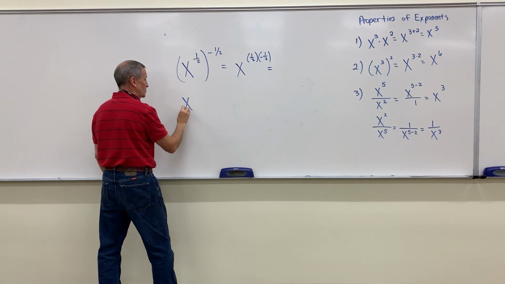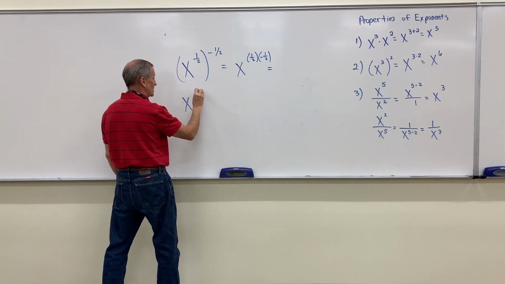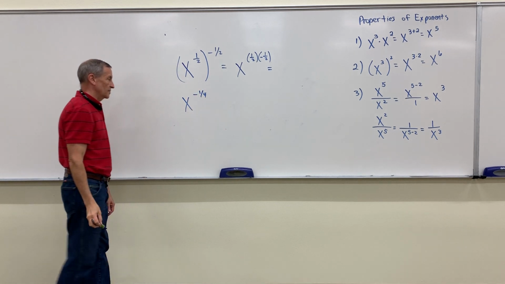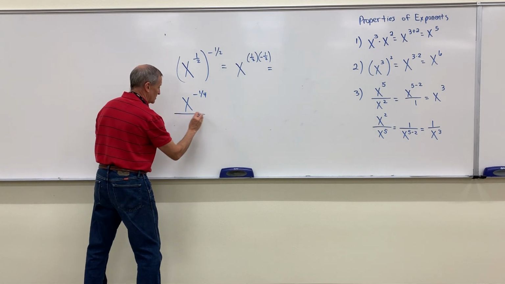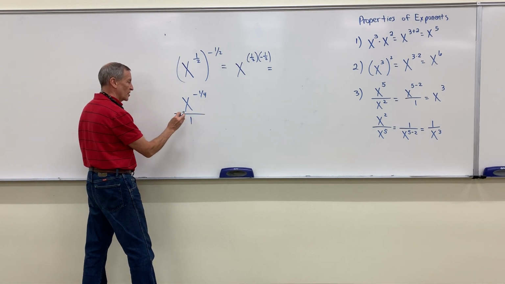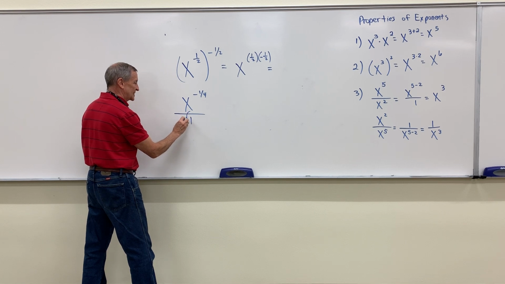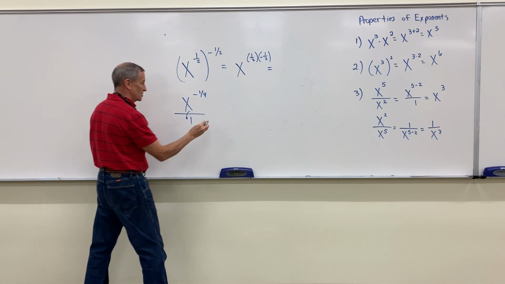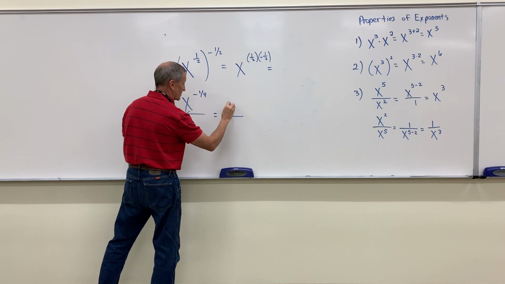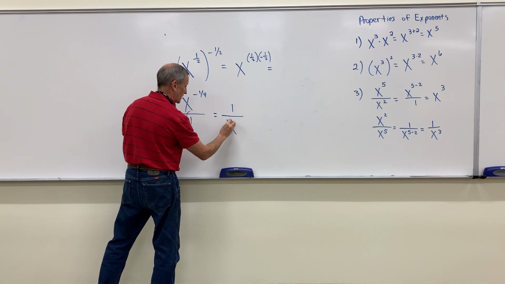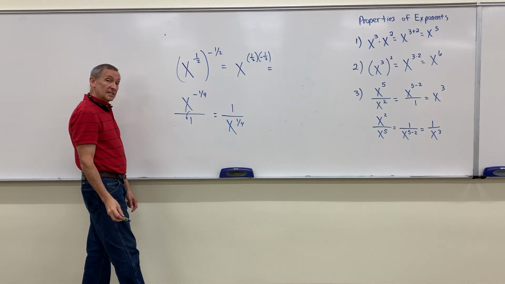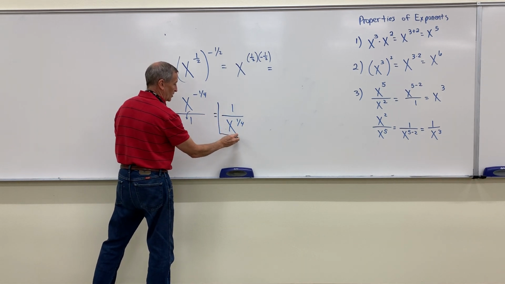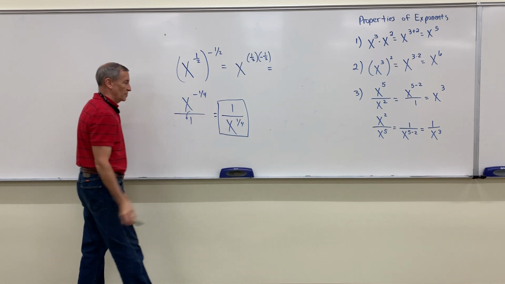Gives me x to the negative 1/4. Okay, negative power, not finished. Move it to the other part of the fraction and change the sign of your exponent. And that's exactly what Hawks will take, 1 over x to the 1/4 power.